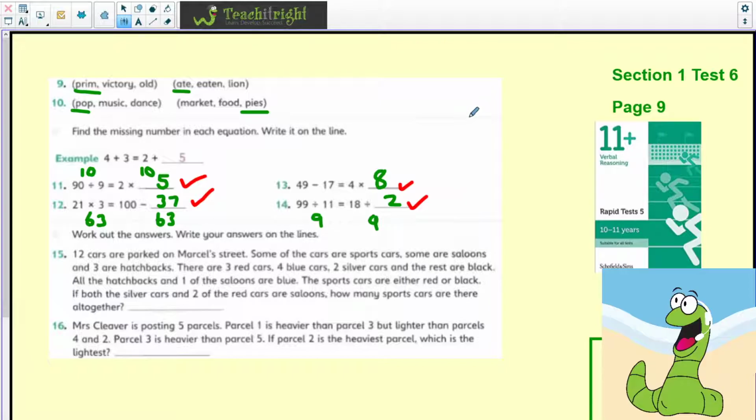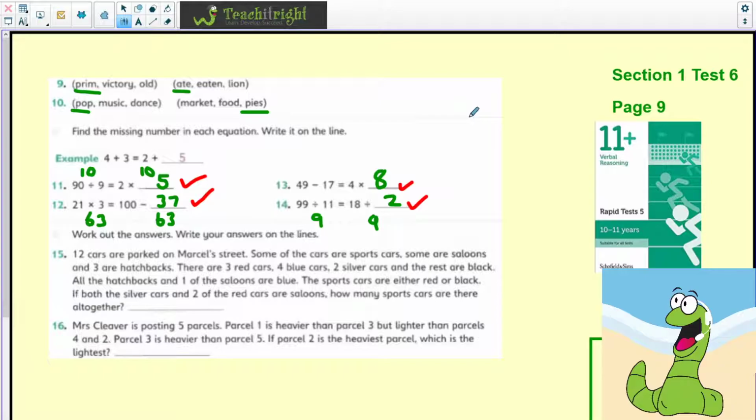12 cars are parked on Marcel's street. Some of the cars are sports cars, some are saloons, 3 are hatchbacks. There are 3 red cars, 4 blue cars, 2 silver cars, and the rest are black. All the hatchbacks and one of the saloons are blue. The sports cars are either red or black. If both the silver cars and 2 of the red cars are saloons, how many sports cars are there altogether? So there's a lot of information there, and what I would certainly suggest here is don't panic.